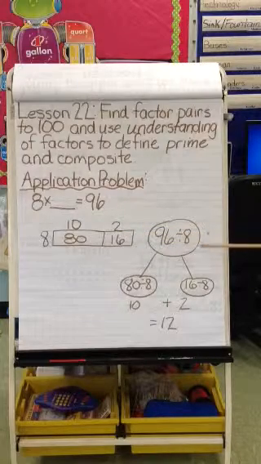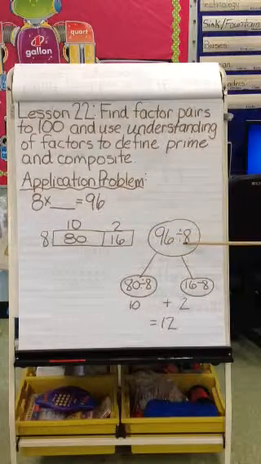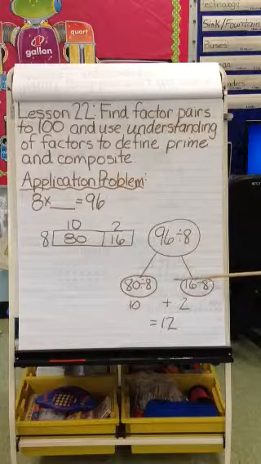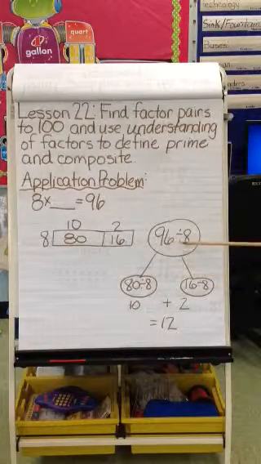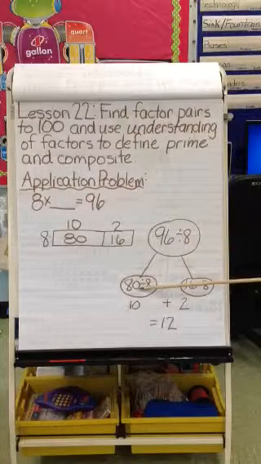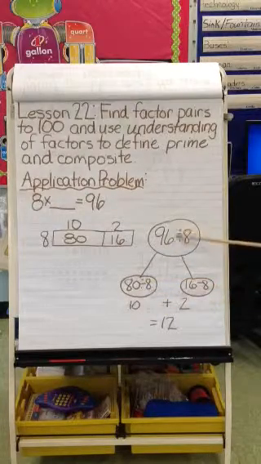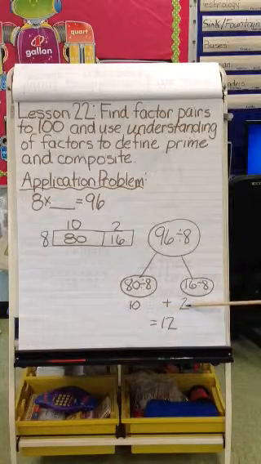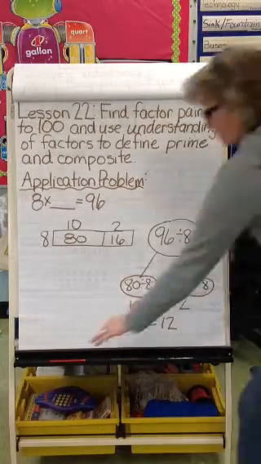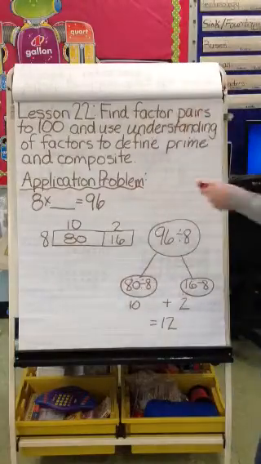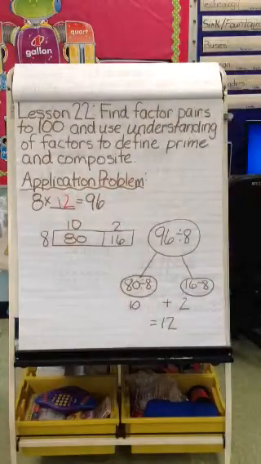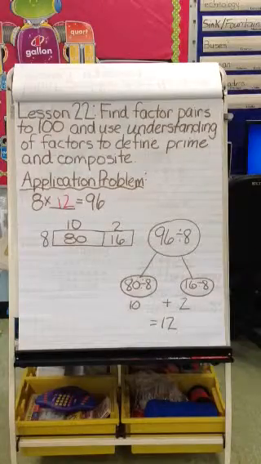You'll notice that I did it in a different model. I don't really want to call this a number bond because I did put the division in it. 96 divided by 8 breaks down into 80 divided by 8, which is 10, and 16 divided by 8, which is 2. 10 plus 2 is 12. So our missing factor is 12. 8 times 12 gives us 96.